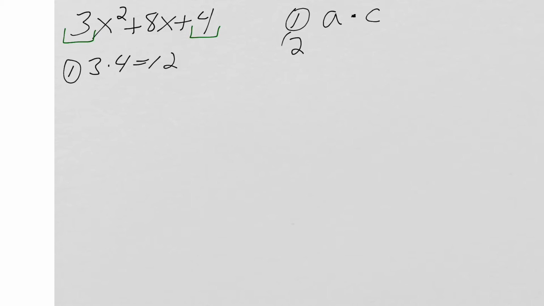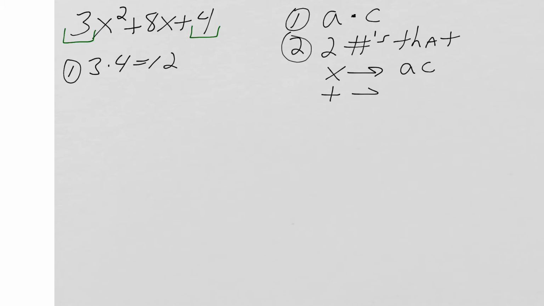The second step in the AC method is to basically look for 2 numbers. You're trying to find 2 numbers that satisfy 2 criteria. First of all, those numbers need to multiply to give you the value you just found in step 1, AC, but they also need to add to give you the value B.